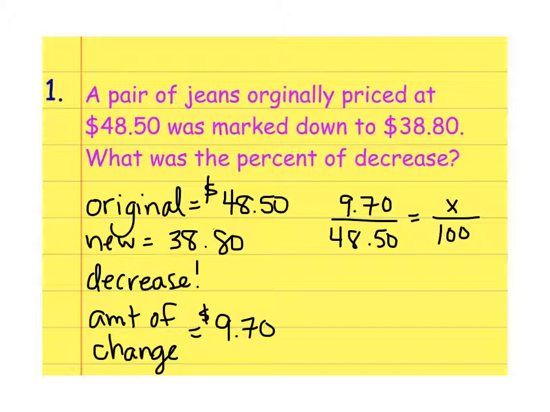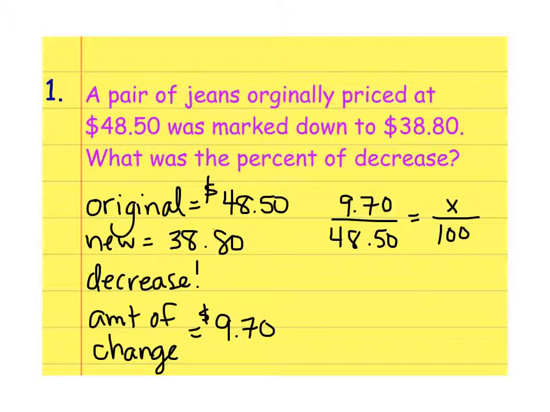So the original amount was $48.50, pair of jeans. First of all, I would never spend that kind of money on a pair of jeans, just to make sure that's clear. But I'm probably pretty cheap. The new amount was $38.80, so they went down a little. What was the percent of decrease? We know it's a decrease. The amount of change was $48.50 minus the $38.80. We get $9.70, and that goes down, so it's a decrease. Down $9.70.